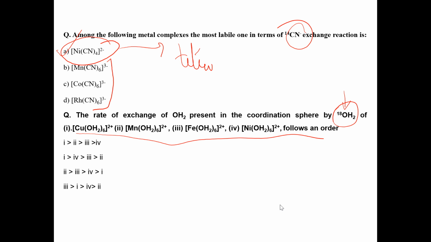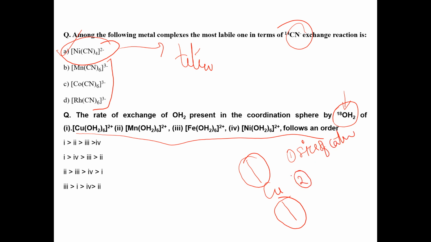If you want to determine the lability of any complex, you should be familiar with whether the axial bond is elongating. Basically, the rate of exchange depends upon a few things. First is the size of the cation. Second one is Jahn-Teller distortion, and third is the charge to size ratio.